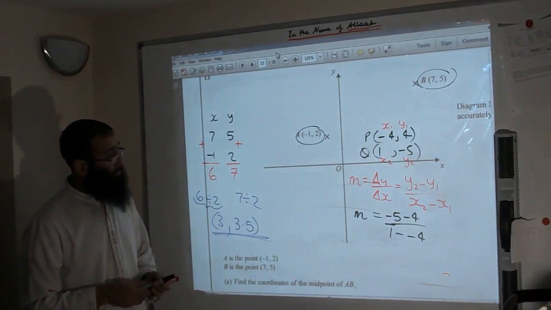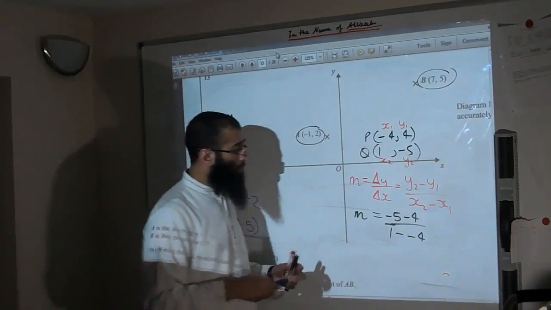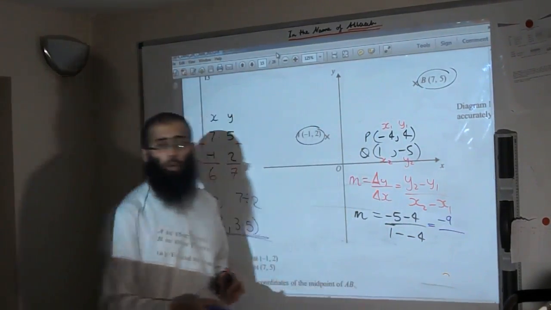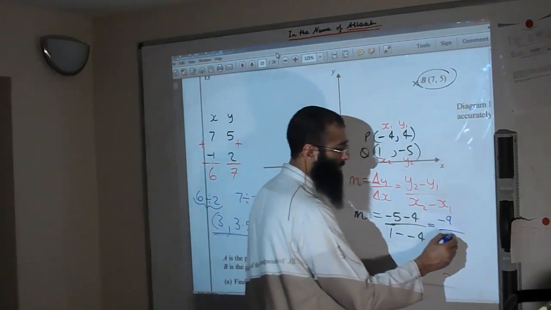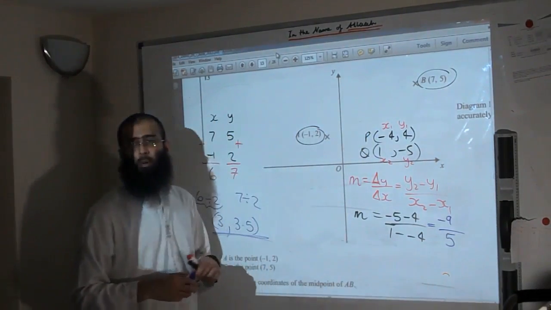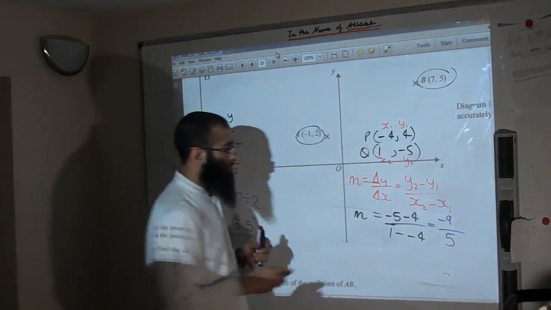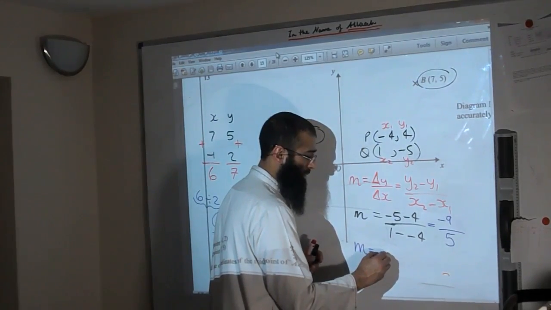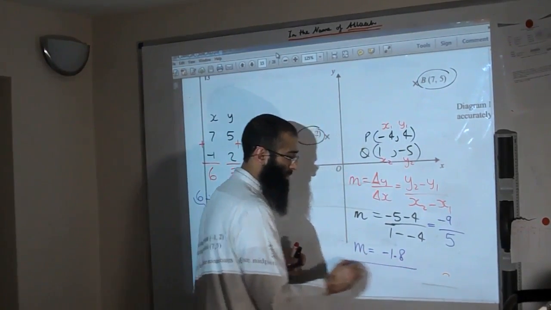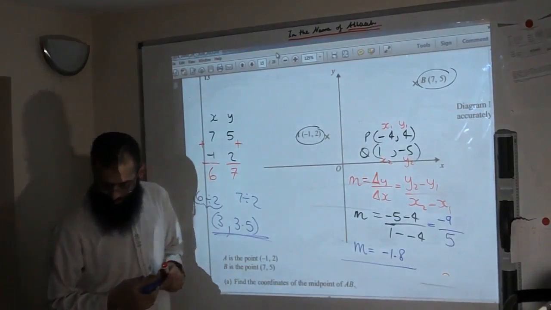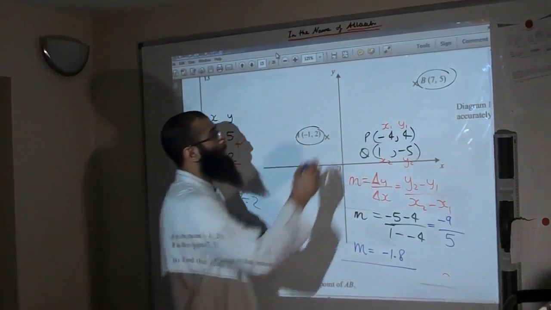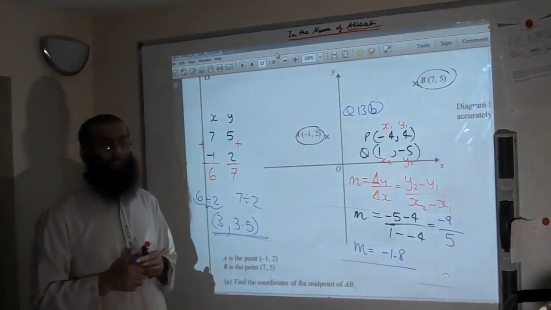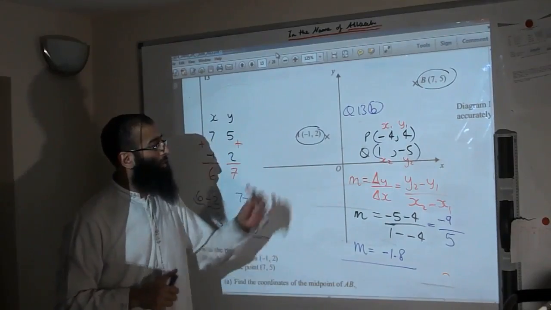What do we get for that? Minus 5 minus 4 will give us minus 9. 1 minus minus 4 will give us 5. So minus 9 divided by 5 gives us minus 1.8. That is the answer for what I called question 13b. 13b had a different set of coordinates, and you had to work out the gradient. That's how you do gradient. That's the formula.